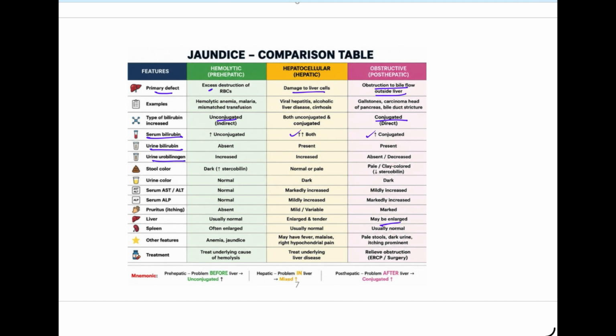Urine urobilinogen is increased in hemolytic jaundice. It is also increased in hepatocellular jaundice. It is absent in obstructive jaundice due to obstruction. Stool color is dark in hemolytic jaundice because of the presence of stercobilinogen. It is normal in hepatocellular jaundice, and it is pale in obstructive jaundice because of obstruction. Urine color is normal in hemolytic jaundice, whereas it is dark in hepatocellular and obstructive jaundice.